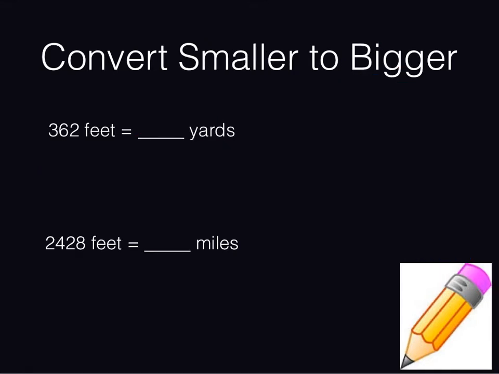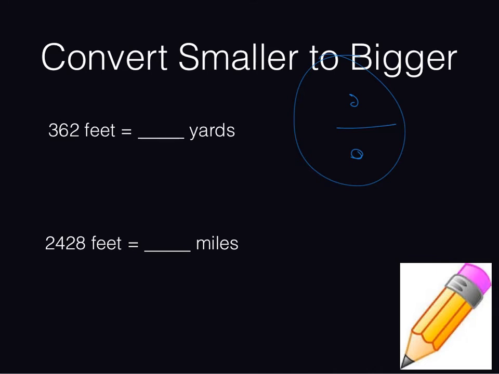All right, let's go from smaller to bigger. If we went from bigger to smaller and used multiplication, what operation do you think we will use going from smaller to bigger? That's right, we're going to use division. So let's look at our first problem here: 362 feet equals blank yards.